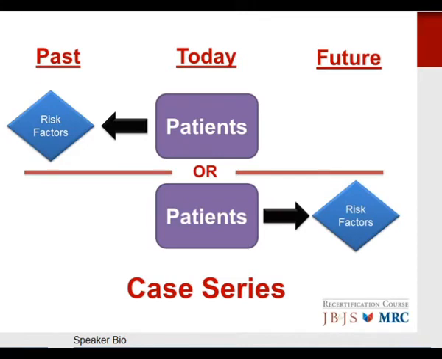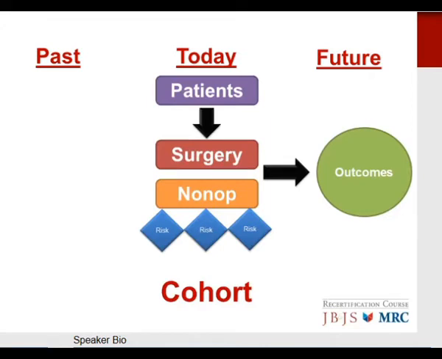If you are doing a case series, you identify your patients today. You may go backwards in nature or you may go forwards in time. And if you go forwards or backwards but you have no comparator, then this is a simple case series. If you do a cohort study, what you've done is you've identified the patients today. You've then found out who's going to do surgery and who's going to do non-op, and you figure that out some way, but you've not done it randomized. You then look at some risk factors, and then you follow them in the future. This is a cohort study.